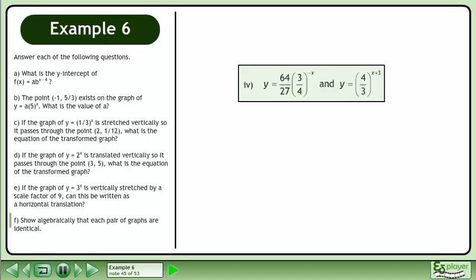In part 4, show that y equals 64 over 27 times 3 over 4 to the negative x, and y equals 4 over 3 to the x plus 3 are equivalent. Three over 4 to the negative x equals 4 over 3 to the x. Rewrite 64 over 27 as 4 over 3 cubed. Multiply the powers by adding the exponents. This gives us 4 over 3 to the x plus 3, which is the same as the second function.